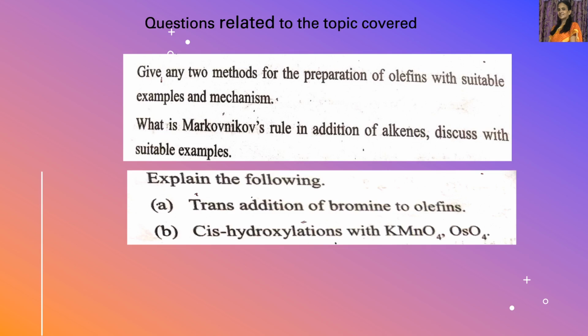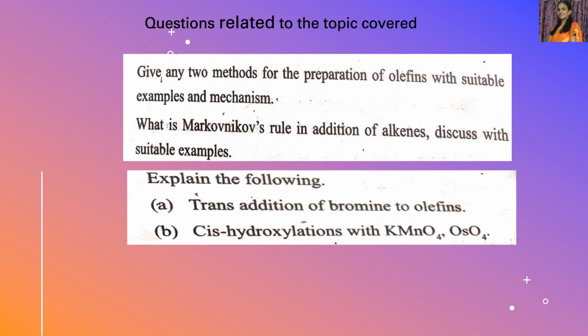Just now we have discussed osmium tetroxide and potassium permanganate. They form the syn or cis glycols. So that we should discuss here. So these are the different questions we come across in this topic.